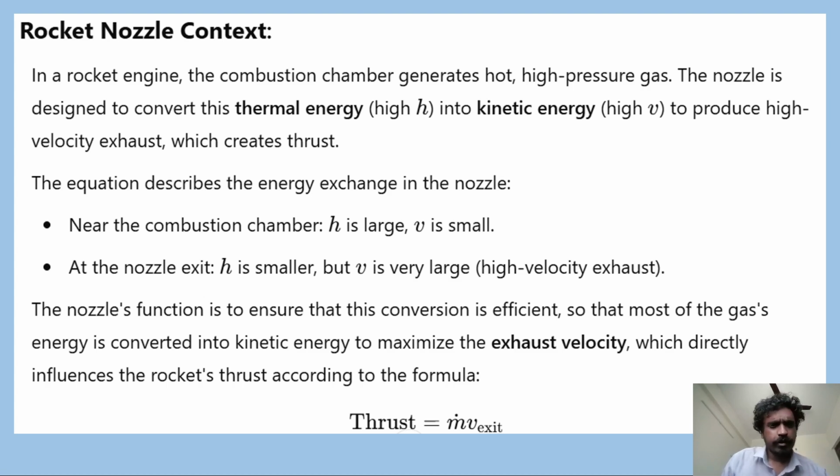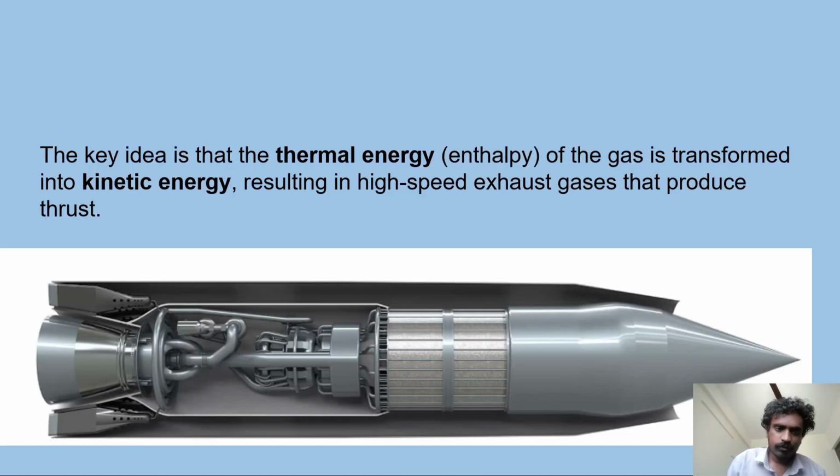In the rocket engine, the combustion chamber generates hot, high pressure gas. The nozzle is designed to convert this thermal energy to kinetic energy, as I told you in the previous slides. So the gas exits at a very high velocity, and because we are releasing gas which is stored at a very high pressure and temperature, it produces thrust, and the formula of thrust is this.